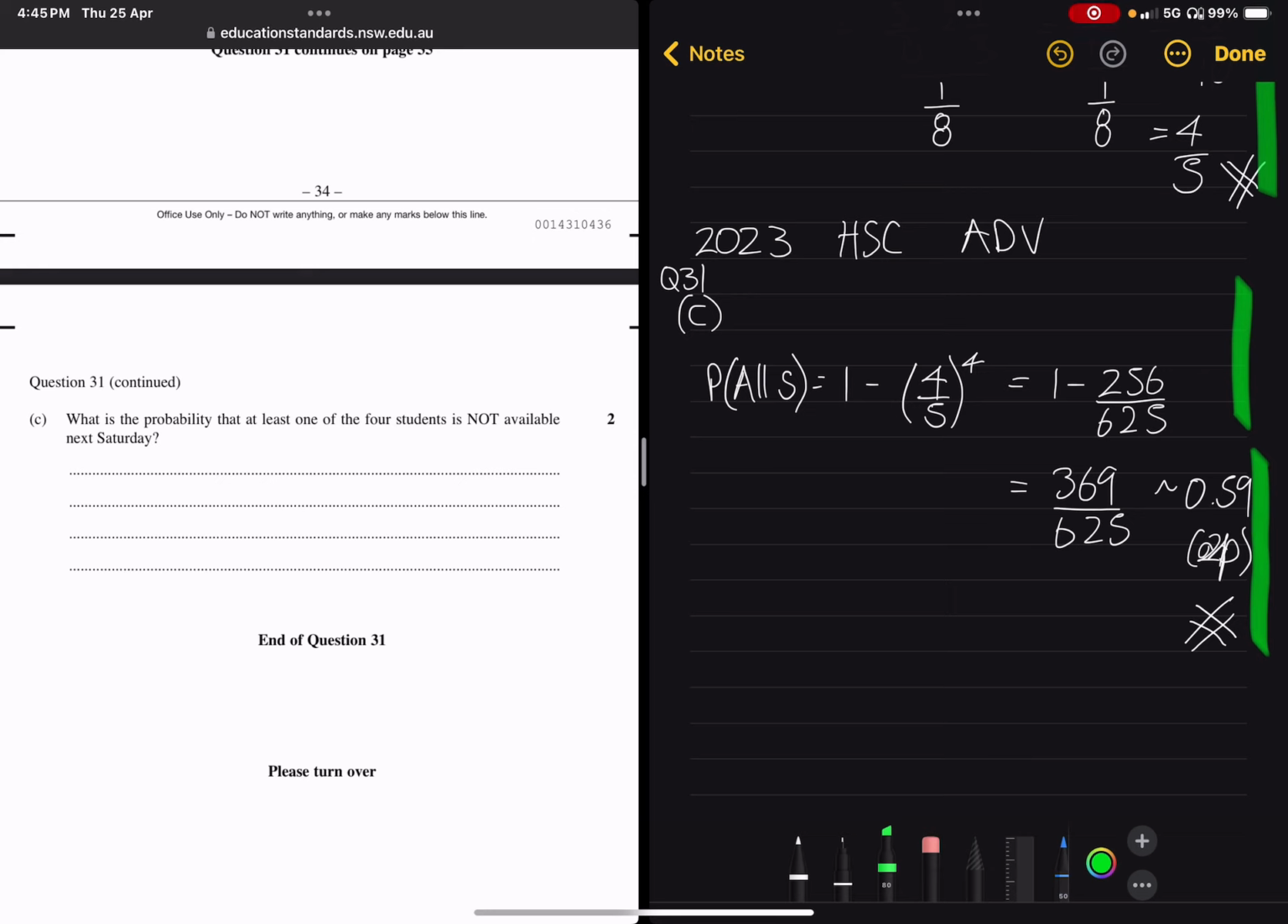Now it's likely that they'll accept the fraction or the decimal. The fraction is preferable because the rest of the question worked with fractions. So this is how we do question 31C from the 2023 HSC Advanced Maths paper.